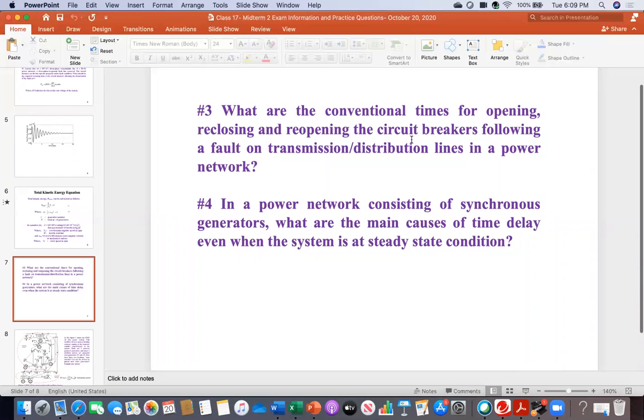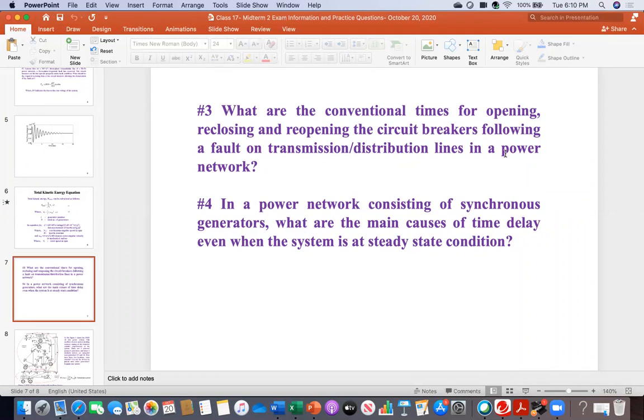What are the conventional times for opening, reclosing, and reopening the circuit breakers following a fault on transmission or distribution lines in a power network? So, I mean, we are looking at the optimal reclosing technique. That's a technique, and it has better performance than the conventional. That is fine, but for the conventional system, what is the standard opening time?